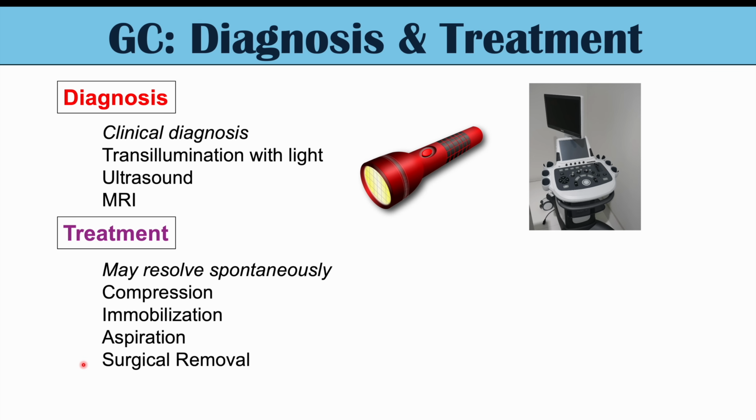So open surgery, so a ganglionectomy, removal of the ganglion cyst can be one way. There can be arthroscopic ganglion excision. That can be another way. So some of these can be ways to treat a ganglion cyst.